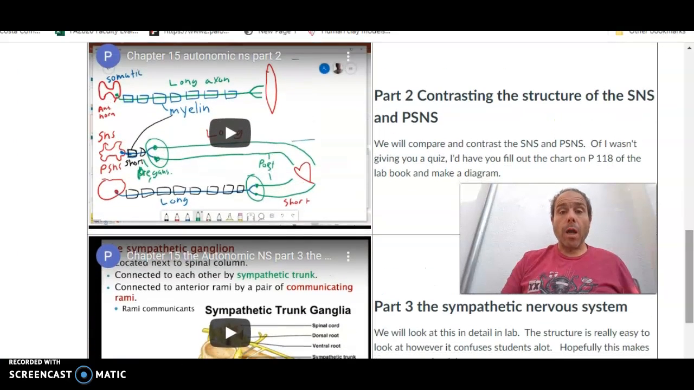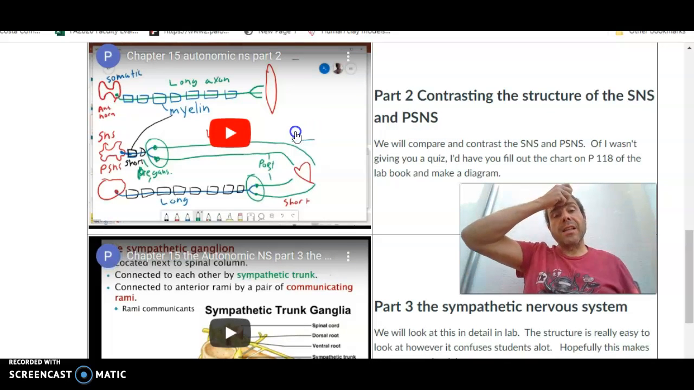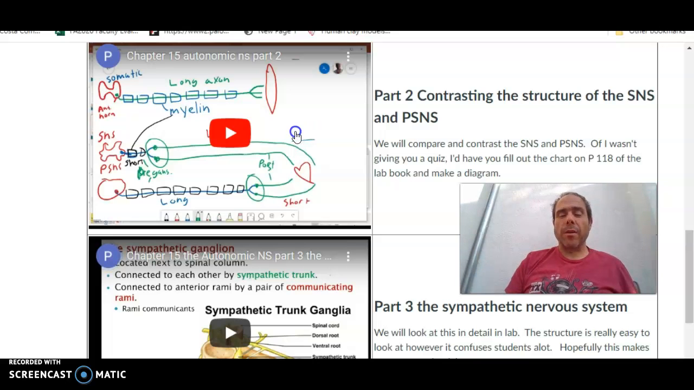Part 2, we're contrasting the sympathetic SNS and parasympathetic PSNS. We're going to contrast the length of axons, where ganglia are located, whatever a ganglia is. Cell bodies outside the central nervous system, by the way. What they do, we're going to be looking at all of that. Spoiler, it's a page in your lab book as well. So fill out page 118 as you go along. Make a diagram. Here's my beautiful picture. Oh, look, more butterflies.